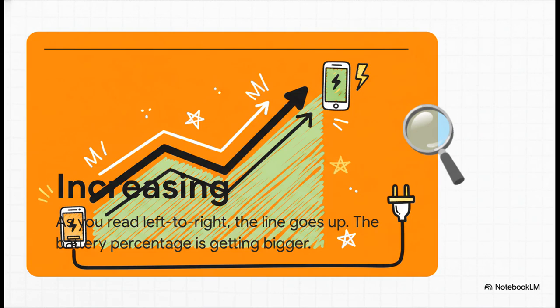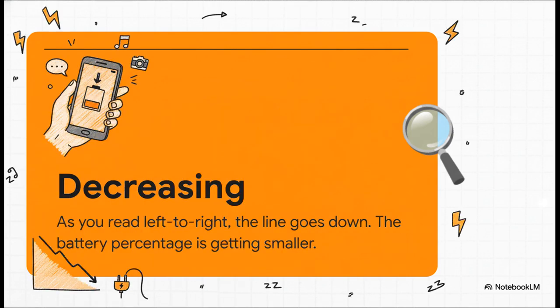So when we see our line heading up towards the sky, we call that an increasing function. And for our phone, what does that mean in the real world? It means you plugged it in. Finally, the battery percentage is getting bigger and bigger over time. It's charging up. And of course, the opposite is true.